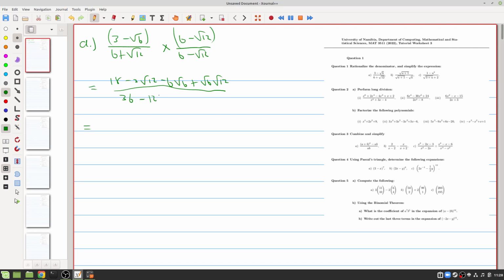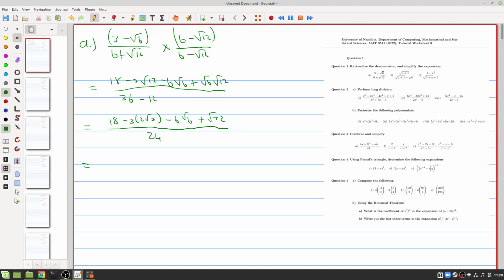So at the top, let's simplify our roots a little bit. We can keep the 18. Root 12 is the same as 2 root 3. Root 6 we can't simplify any further, so we can keep it like that. And then root 6 times root 12, we can write as root 72. Again, I'm doing lots of steps here just to show what we're doing. The bottom, 36 minus 12, is 24.